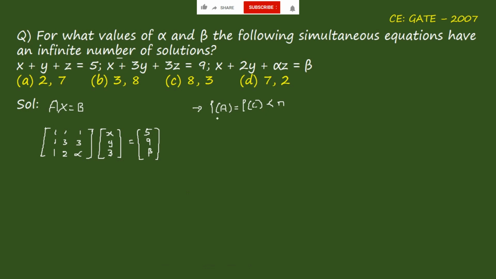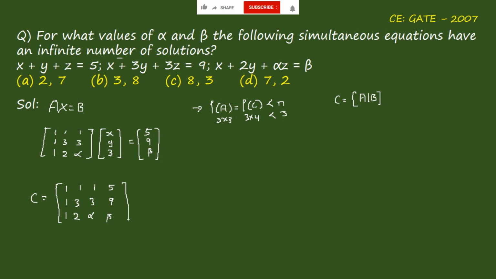Now A is nothing but a 3 cross 3 matrix, right? And C is nothing but a combination of both A and B, so it becomes a 3 cross 4 matrix. So its rank should be less than 3, the order of the matrix. Now first we define the rank of C, which becomes 1, 1, 1, 5, the combination of both A and B, and 1, 3, 3, 9, and this is 1, 2, alpha, and this is beta, right?